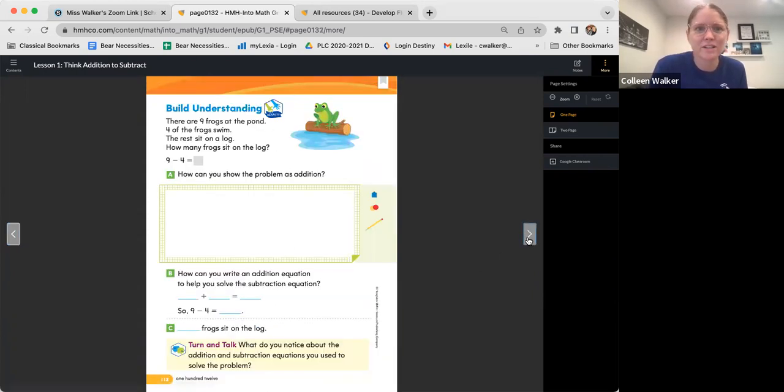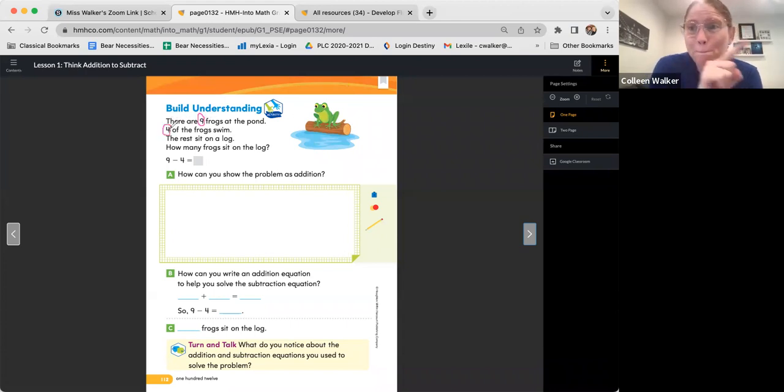I am going to start with the Build Your Understanding page. It says there are 9 frogs at the pond. 4 of the frogs swim. The rest sit on a log. How many frogs sit on the log? Let's quickly do our cube strategy. Step 1, if you said circle the numbers, you're right. We're circling the 9 and we're circling the 4.